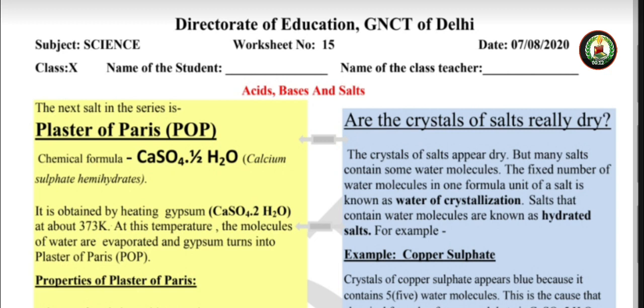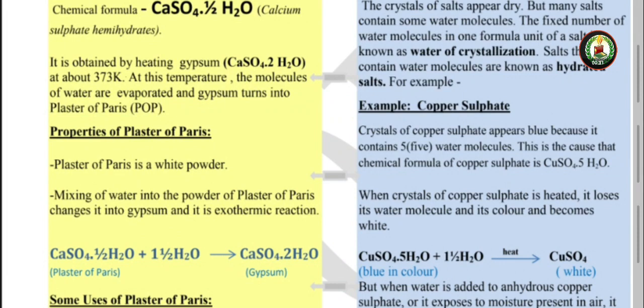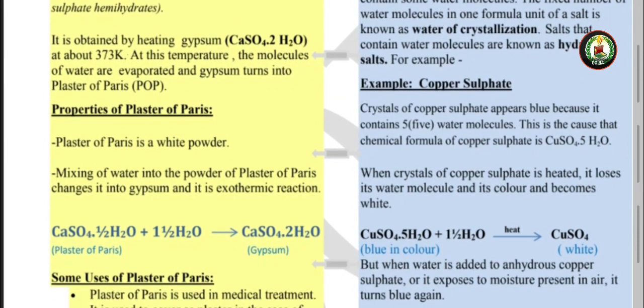Okay students, the next salt is our plaster of Paris, that is POP, and its chemical formula is CaSO4 ½ H2O, means calcium sulfate hemihydrate. Hemihydrate, why? Because it contains half molecule of water. Students, it is obtained by heating gypsum, that is CaSO4 2H2O, at about 373 Kelvin. When we heat gypsum at 373 Kelvin, the molecules of water are evaporated and gypsum turns into POP.